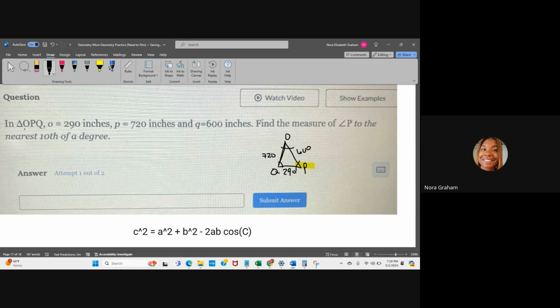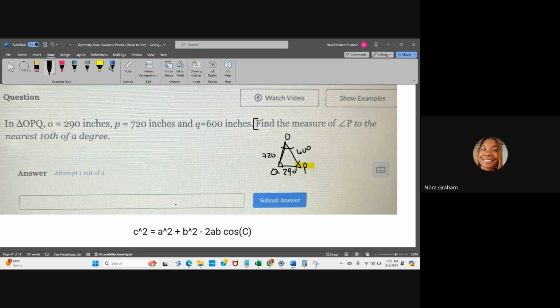It says in triangle OPQ, which I already drew out over here, o equals 290 inches. Side o I find by going across from angle O. So here's angle O, and that's going to be my 290 right there. p equals 720 inches. Across from my angle P is my corresponding side, so that's 720 inches. And then q is 600, across from my Q. They want us to find the measure of angle P, which I have highlighted right there.